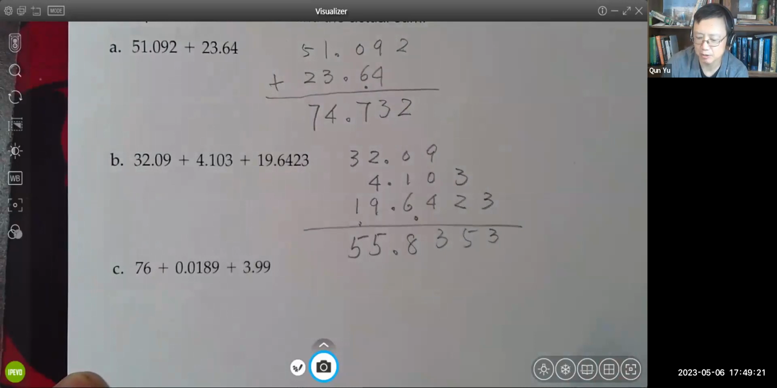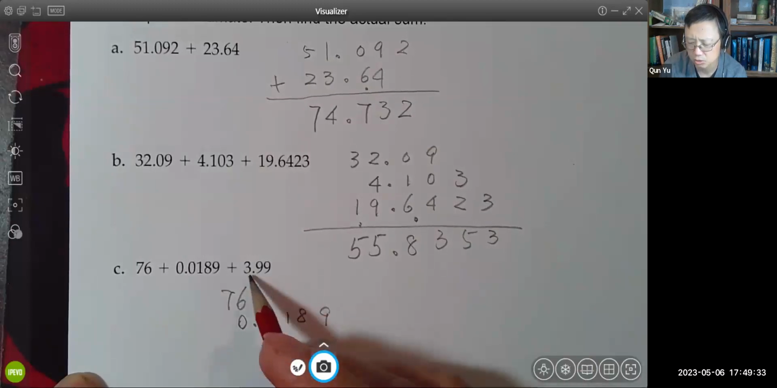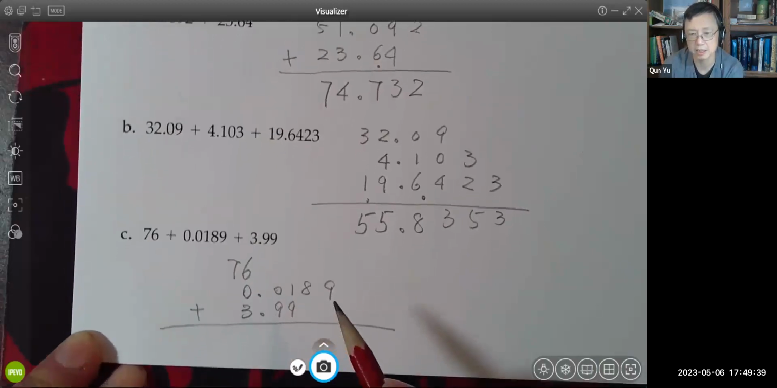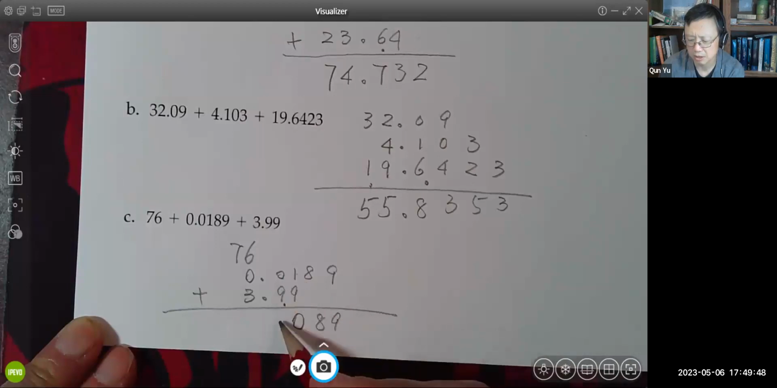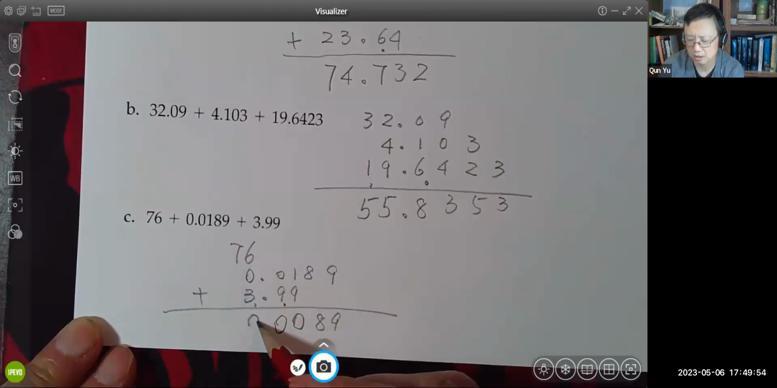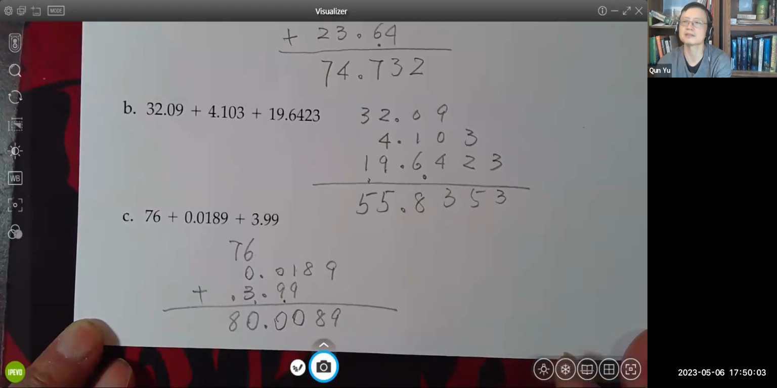Now let's do one more example here. This only has whole number digits. And then 0.0189, 3.99. So let's add them all together. 9, 8. 1 plus 9 is 10, carry 1. 0 plus 9 plus 1 is 10, carry 1. 6 plus 0 plus 3 plus 1 is 10, and carry 1, that's 8. Decimal point. We got 80.0089. And that's our final answer.